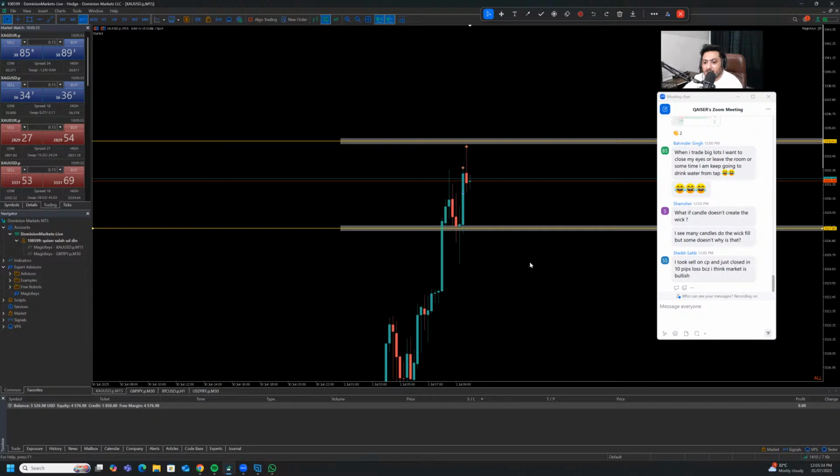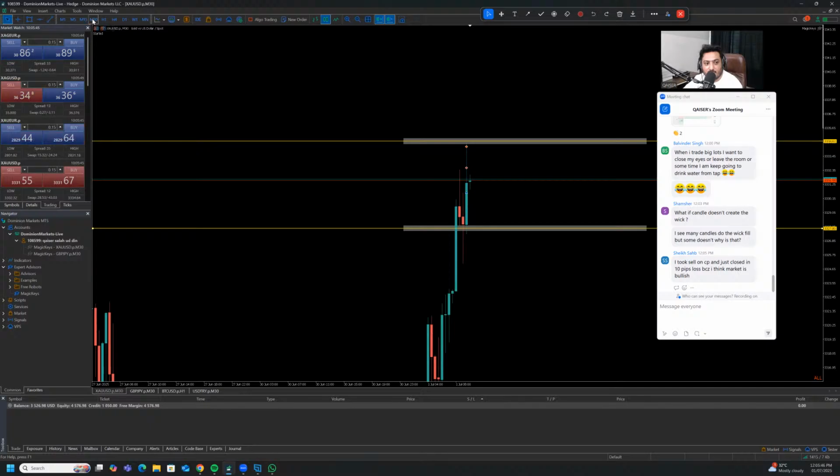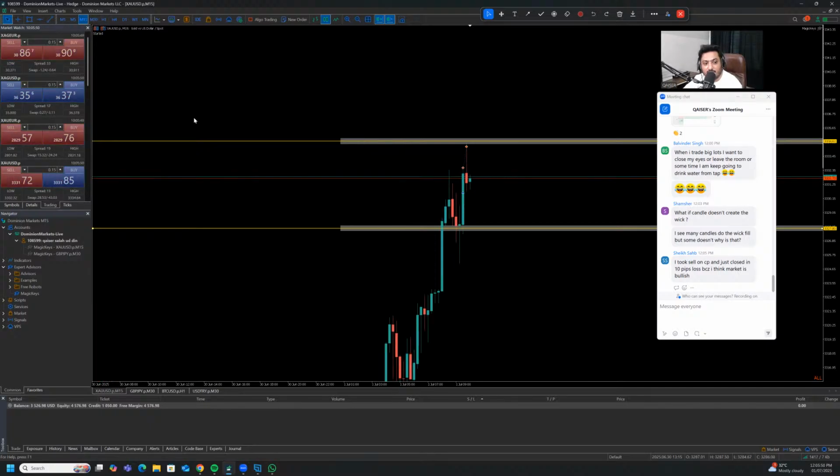Okay. What if the candle doesn't create the wick? I see many candles do the wick fill, but some don't. Why is that? Because we just work with probability. If the structure appears there, there's a probability it will. If the wick-fill structure appears there, there's a probability it could do that. If it doesn't work out, all you can do is manage risk. That's all you can do.